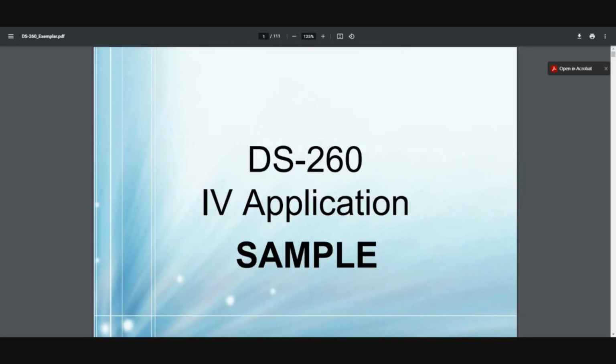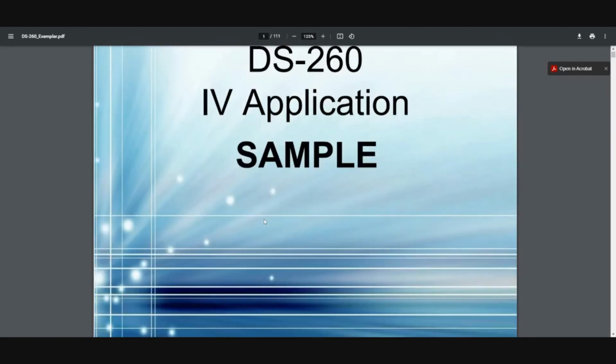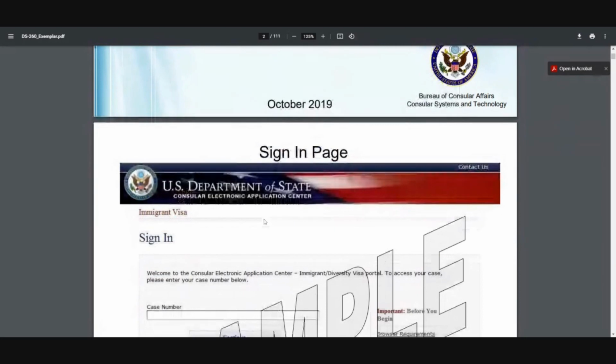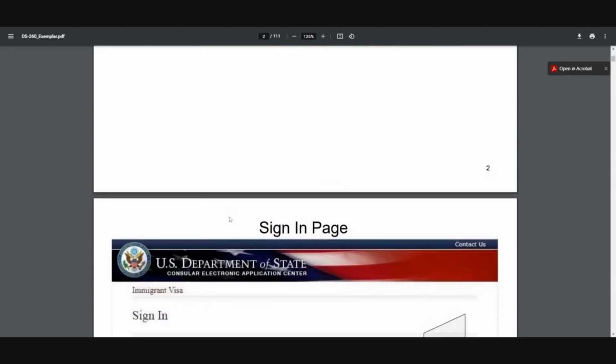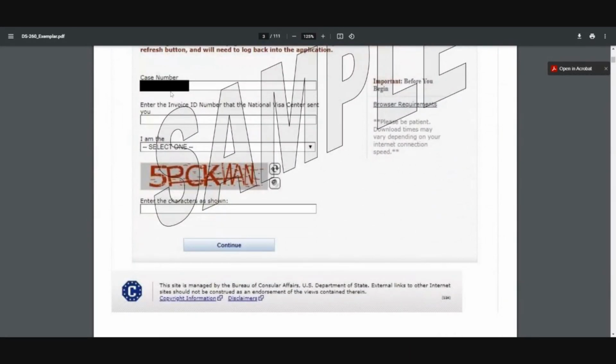So it's going to look like that when you open the website. And then it is going to have you sign in. Remember your email address. That's what you're going to use to sign in. And then you will put in your case number over here. They send you a case number when you start filling the DS260. It can be in your email. It can be in your mail. So you put it there. And then you go on.